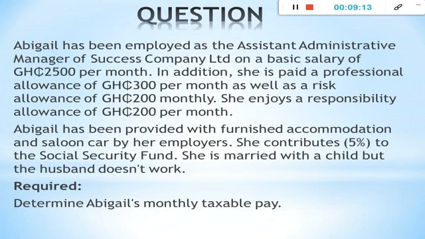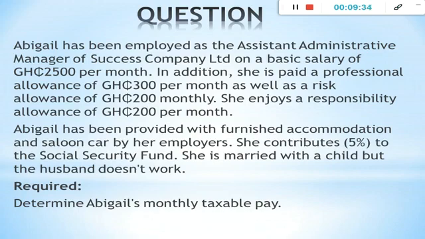She enjoys a responsibility allowance of 200 Ghana cedi per month. Abigail has been provided with furnished accommodation and a saloon car by her employers. She contributes 5% to the Social Security Fund. She is married with a child, but her husband does not work. Required: determine Abigail's monthly taxable pay.